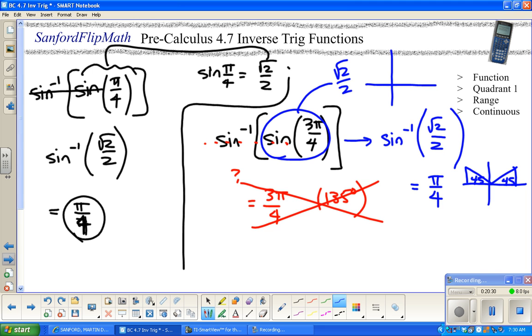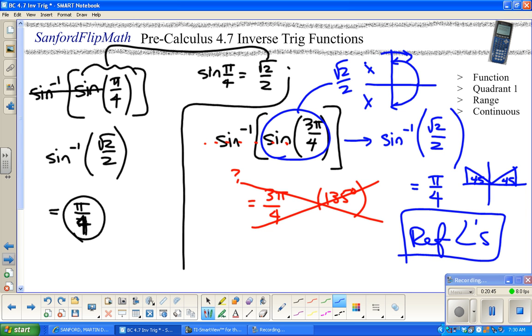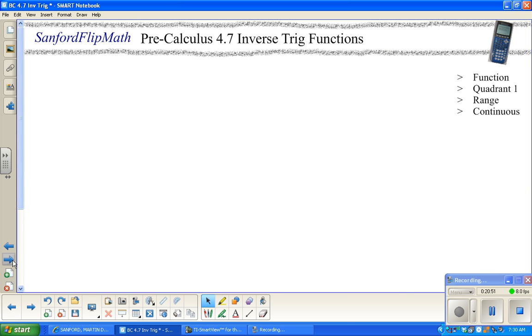Inverse sine only ever deals with positive 90 or negative 90 only. So if there's something over here, you have to make it work based on reference angles. So a lot of what we're going to be focusing on are the reference angles. All right, let's do another problem exactly like it, only not like it at all.